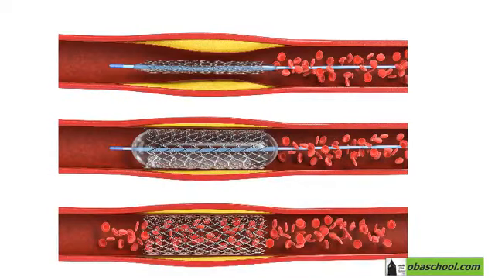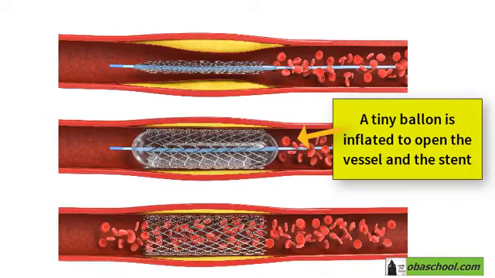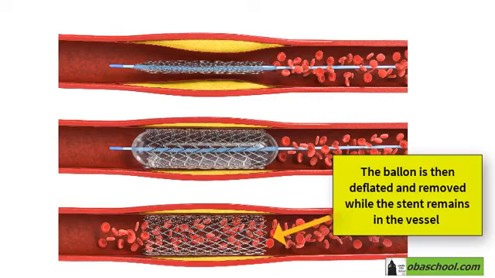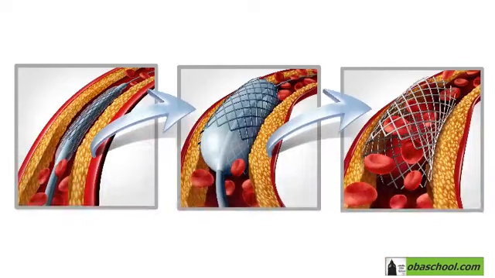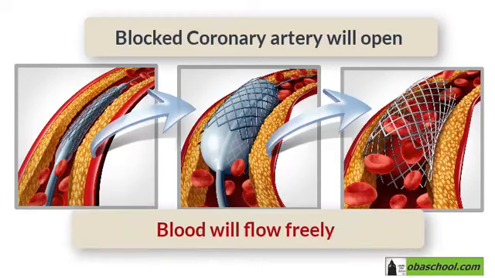A stent is a metal mesh placed in the artery. A tiny balloon is inflated to open up the blood vessel and the stent at the same time. The balloon is then deflated and removed, but the stent remains, holding the blood vessel open. So, the blocked coronary artery will then open and the blood will flow freely.